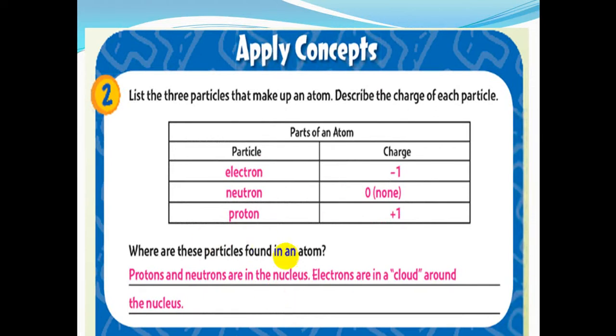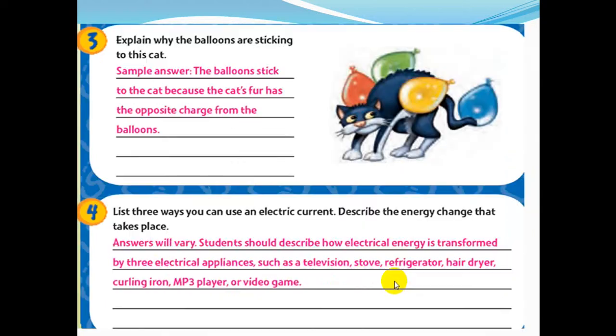This is the table, and this is the part of an atom here, the particle and the charge. What are the three particles of the atom? Electron, and what's the charge of the electron? -1. Neutron with no charge. Proton, +1. Then, where are these particles found in an atom? Protons and the neutrons, we said they are in the nucleus, but the electrons are in a cloud around the nucleus.